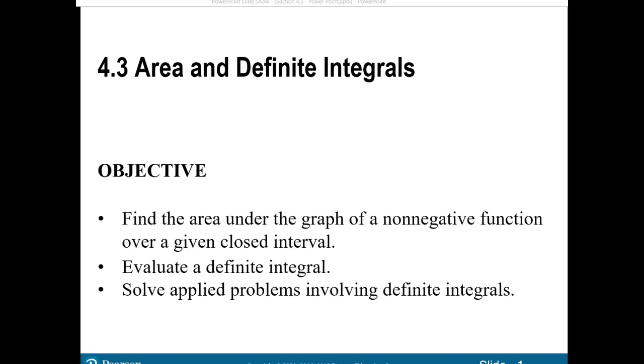So in this section, we're going to learn how to do this without needing to talk about Riemann sums. So you'll learn some shortcuts and some connections between antiderivatives and area.